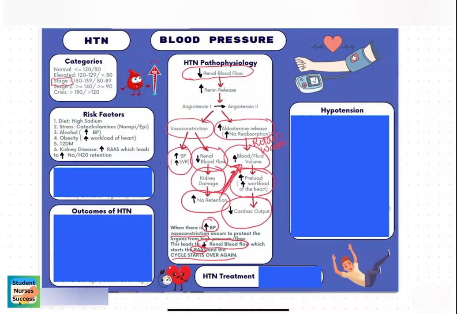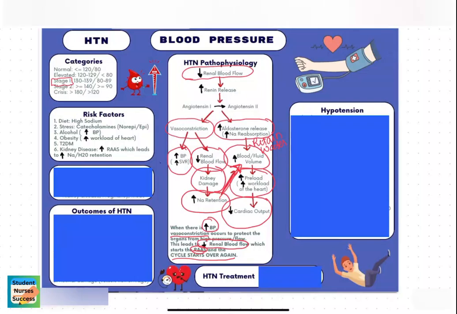Risk factors for developing high blood pressure center around these 6 things. First is diet. A diet high in sodium causes that increase in fluid volume retention, water retention, which increases your preload and over time is going to increase your blood pressure. We know that stress and the stress response increases the release of catecholamines, norepinephrine, and epinephrine, which increase vasoconstriction and also increase heart rate, contributing to high blood pressure.